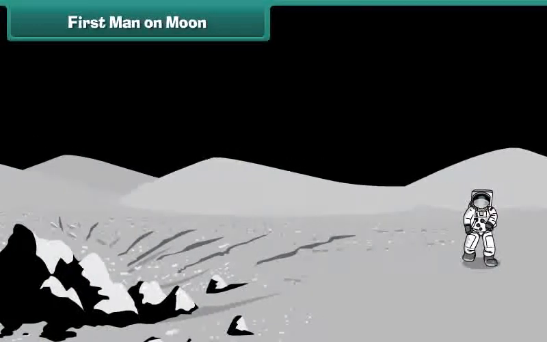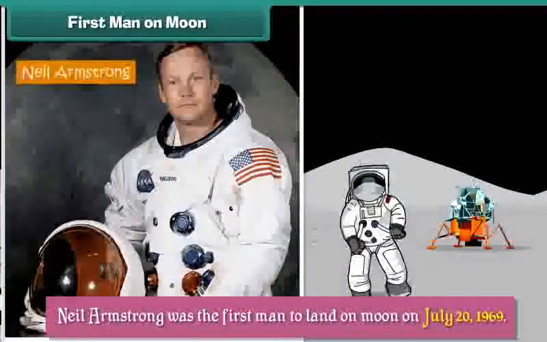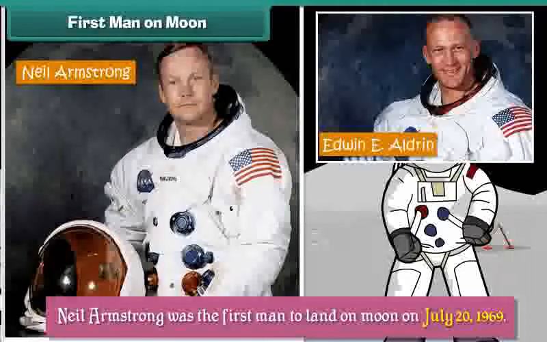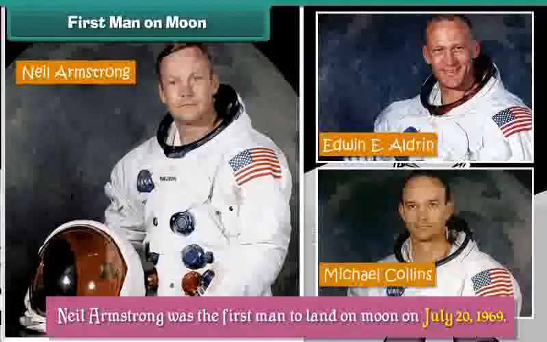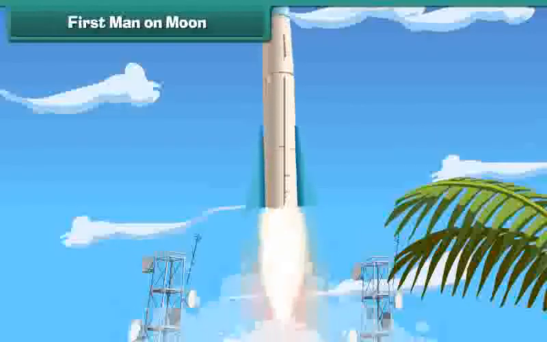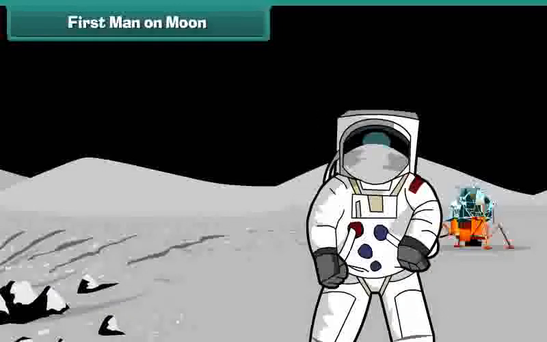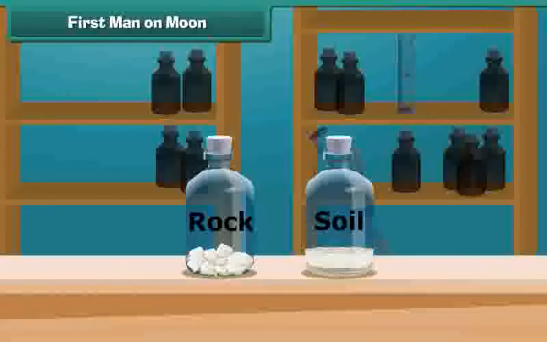First man on moon. Neil Armstrong was the first man to land on moon on July 20, 1969. Edwin E. Aldrin and Michael Collins accompanied Neil Armstrong. All 3 went to the moon as part of a mission named Apollo 11. They were dressed in specially designed spacesuits and carried life support systems on their back. They performed several experiments on the moon and collected samples of soil and rock for further research on Earth.